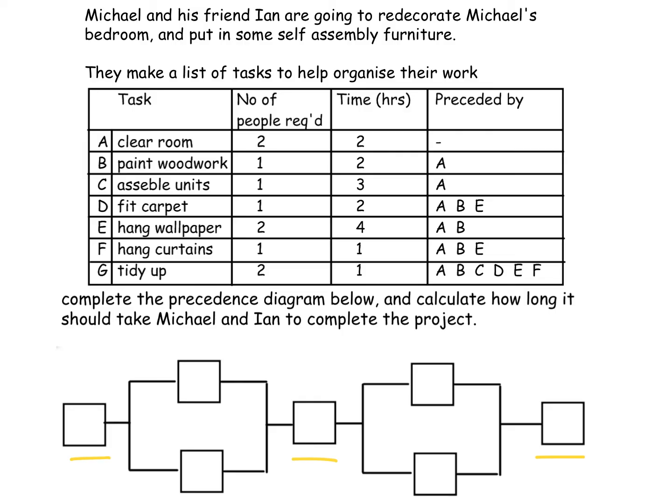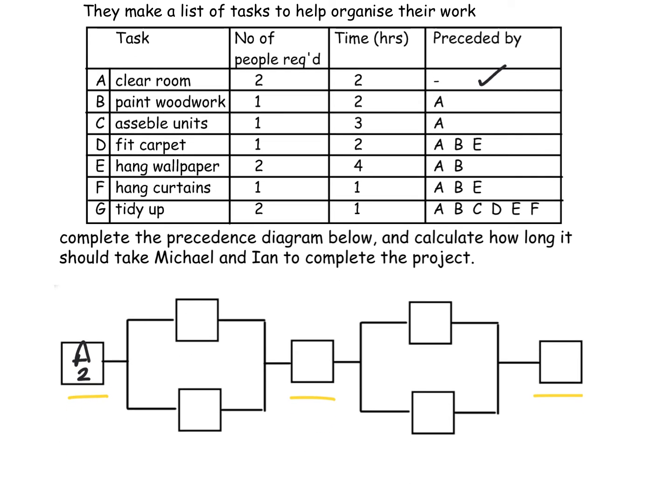So let's have a start. So one that requires no preceding tasks is task A. So task A will go in here, taking 2 hours. I'm just going to move this up slightly, give myself a bit more space. Following on from task A, you've got the options of B and C, so we're going to put B and C in here. B is 2 hours and C is, watch my spelling mistake there, apologies for that. The word assemble, it hasn't been spelled right. So C would take 3 hours.